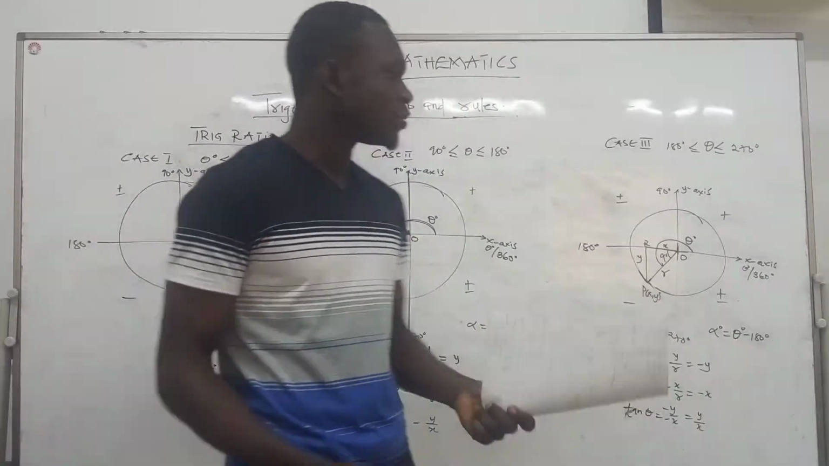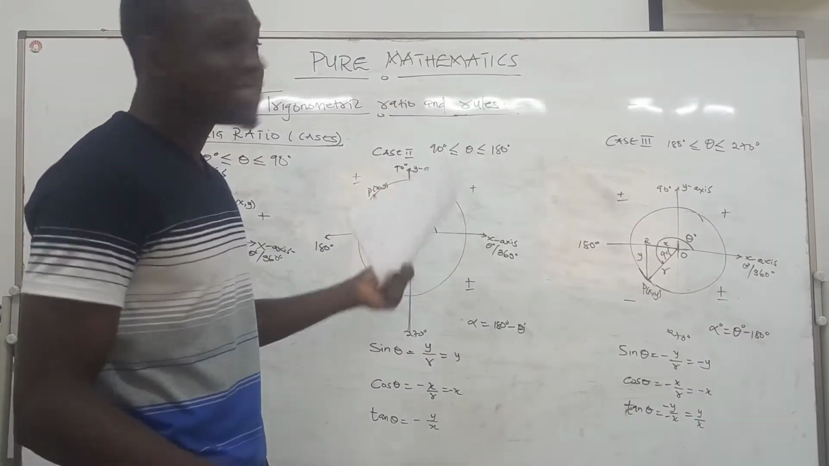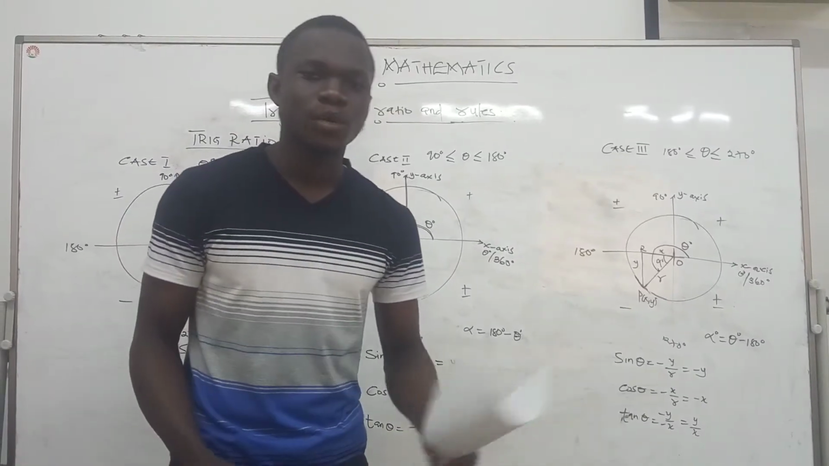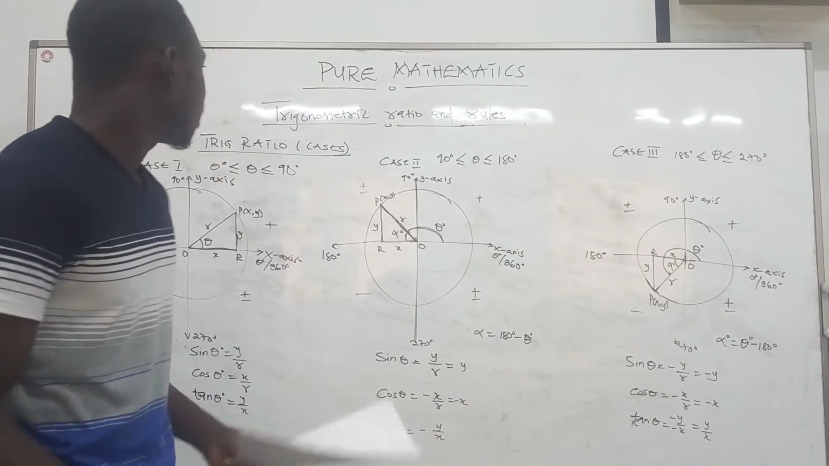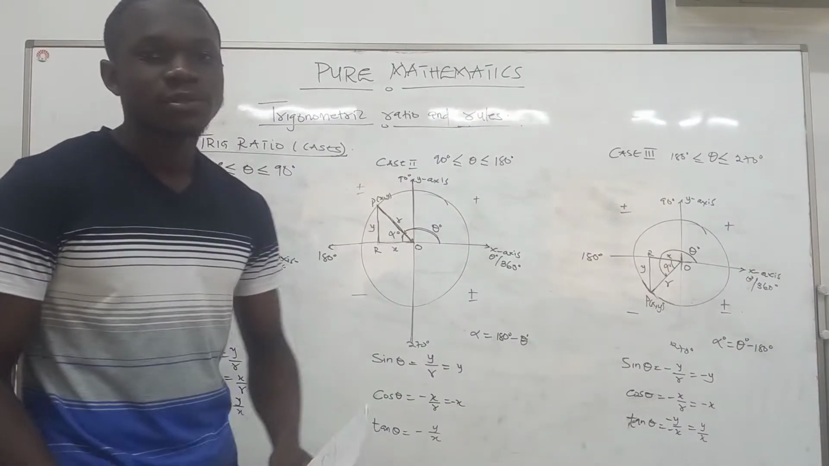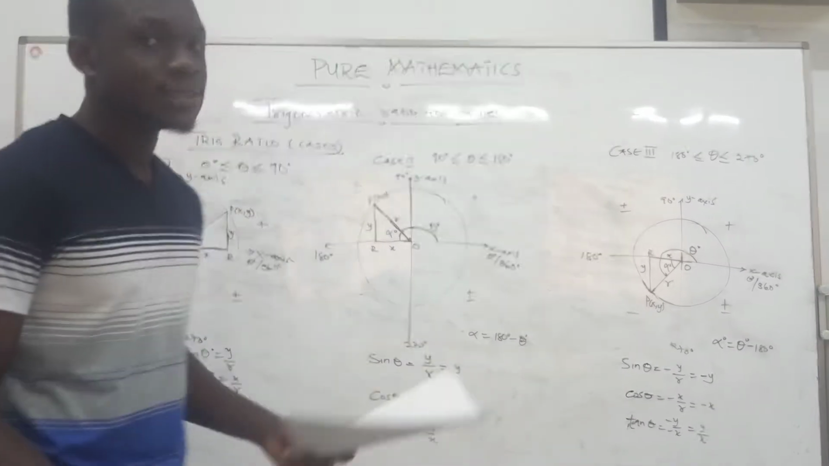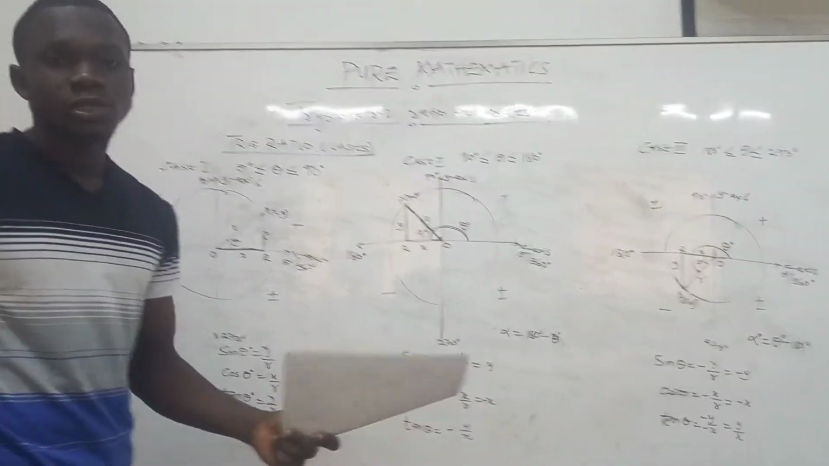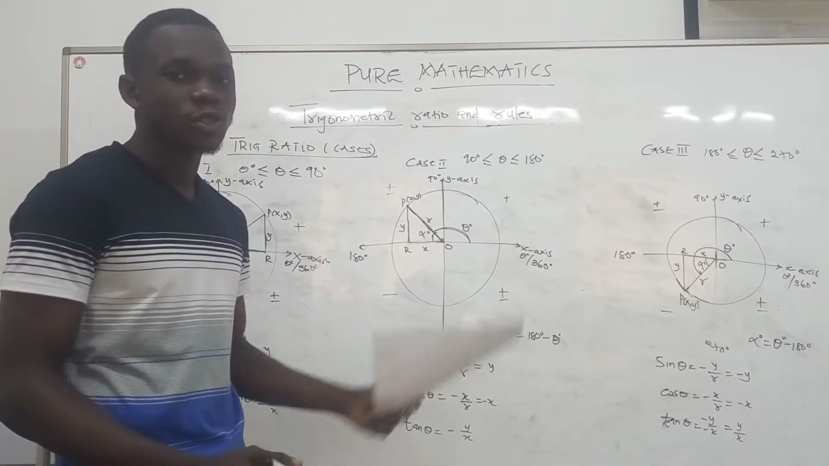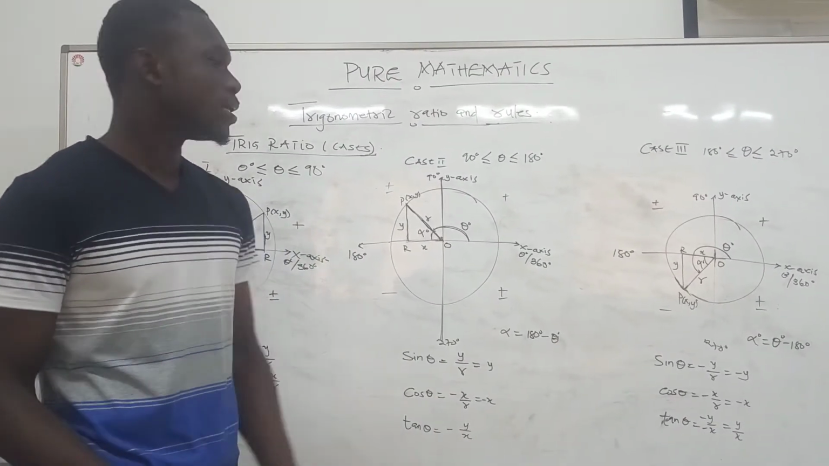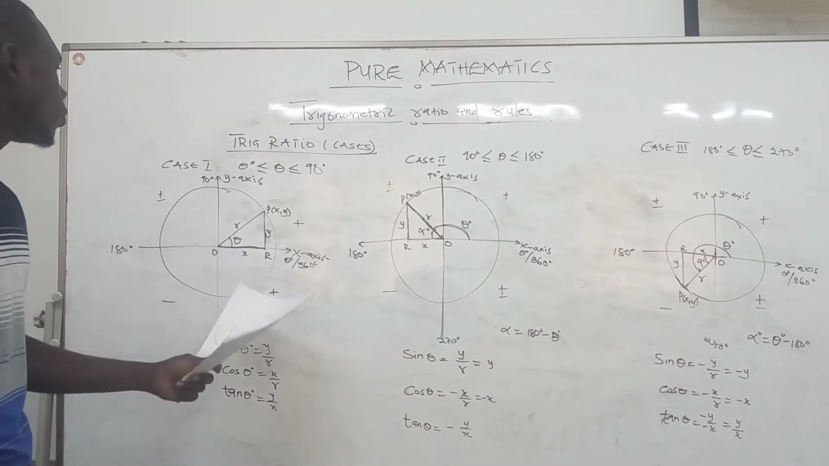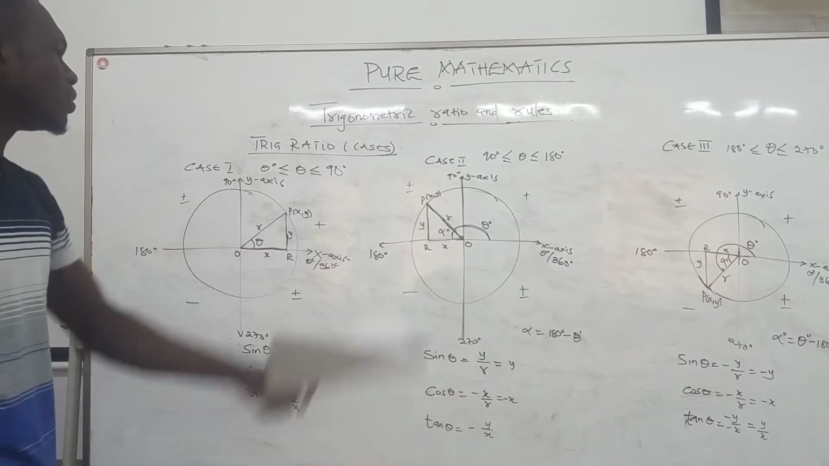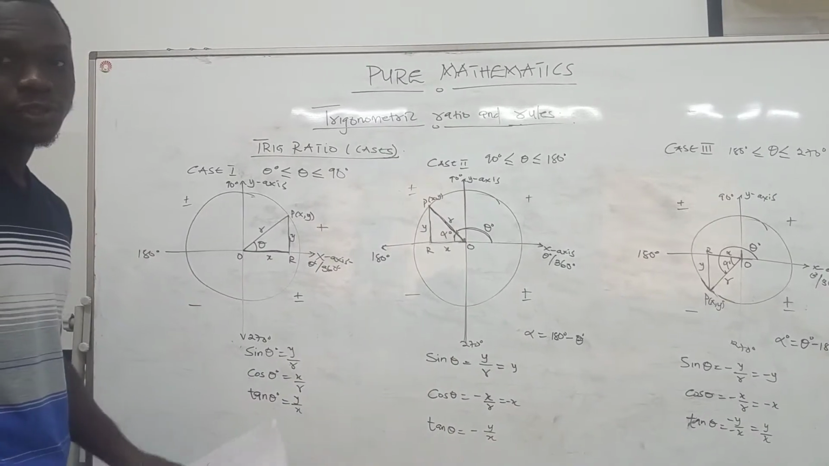Today we are just continuing with what we earlier did in the previous video. So we are still talking about trigonometric ratio and rules. Now we are going to talk about some trigonometric ratio cases. So without wasting much time, I just want to let you know some cases as far as trigonometric ratio is concerned.